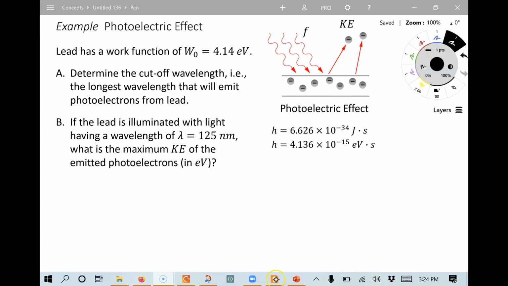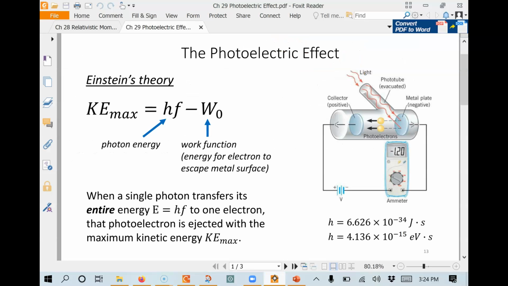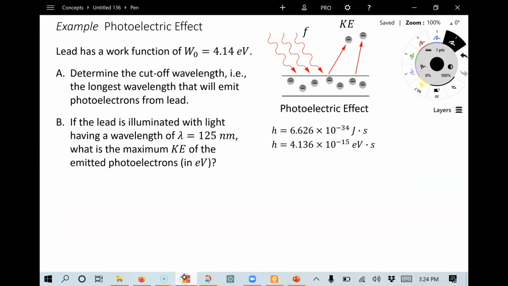Well, to understand this problem, let's go ahead and look at Einstein's theory of the photoelectric effect. Basically, this is a conservation of energy equation. It says that the maximum kinetic energy of electrons that are photoejected from the metal is related to the energy of the photon, and you subtract from that the work function of the metal. So let's write that down. KE max equals hf minus W0.